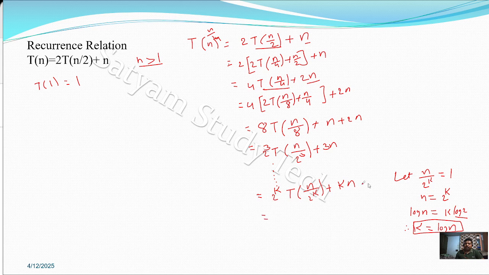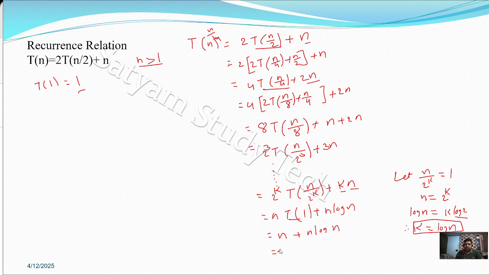So here the 2 power k value is n. Either n equal to 2 power k or 2 power k equal to n, so n by n, or 2 power k by 2 power k, that is 1, T(1), plus k, and k is log n, so n times k, that is n log n. T(1) is 1, a small problem, so we get n plus n log n.